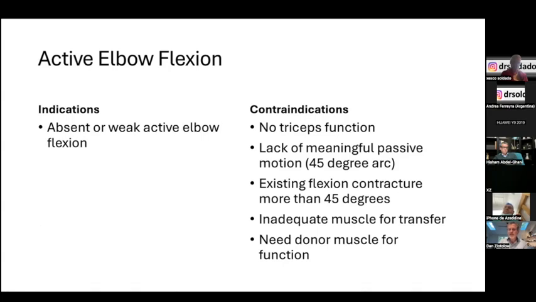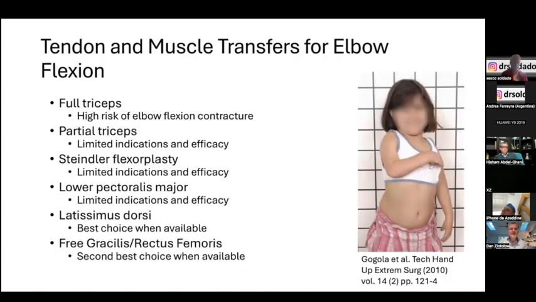And then you need to find an adequate muscle. So if they don't have a muscle to transfer, then you cannot transfer it. And there's a need for donor muscle for function. So for example, if you're going to do a latissimus, but for whatever reason they happen to be a champion rower, you probably don't want to take it.